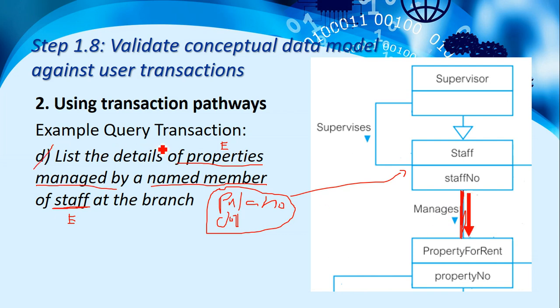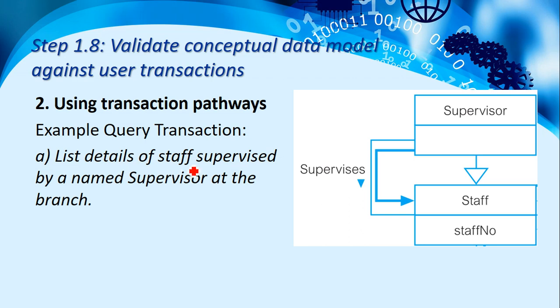Okay, and next, list details of staff by a named supervisor at a branch. So in this example, yung entities na involved dito is the staff and the supervisor. And let's just check if there is a direct or indirect relationship. So yeah, there is. No. Yung pangalan ng relationship like supervises. No? Yeah, as on here. So that's therefore this is also possible.